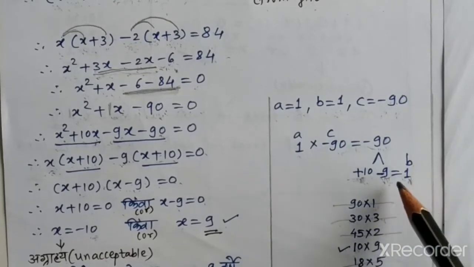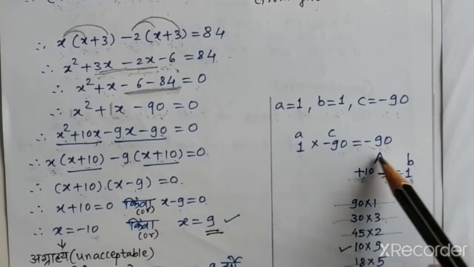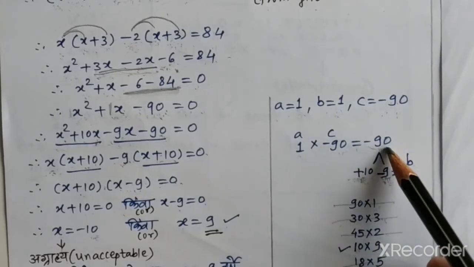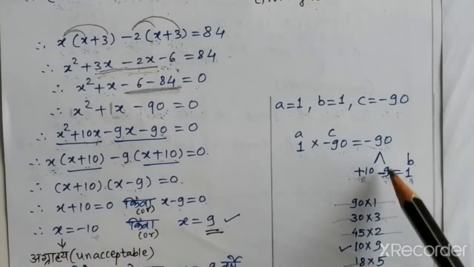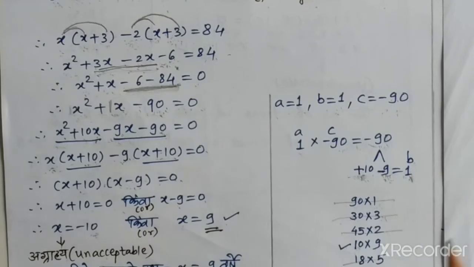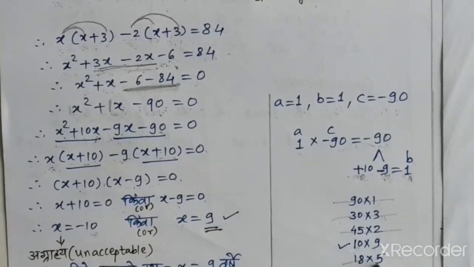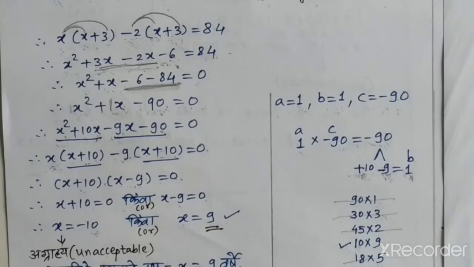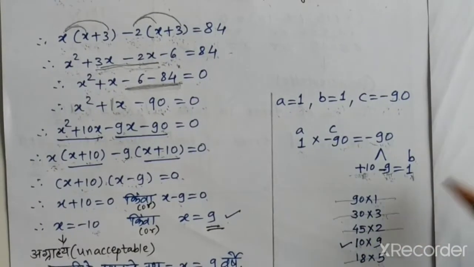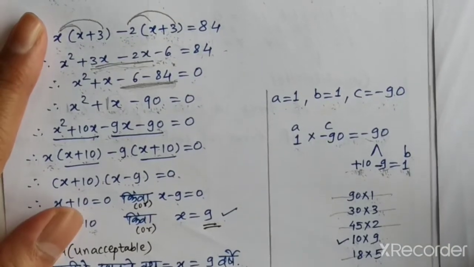So here we will find the pairs of two numbers having product 90. So 90 into 1 is 90, 30 into 3 is also 90, 45 into 2 is 90, 10 into 9 is 90, and 18 into 5 is equal to 90. So these are the pairs which have product 90.